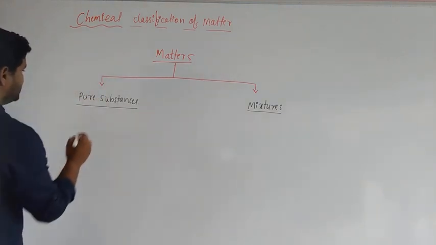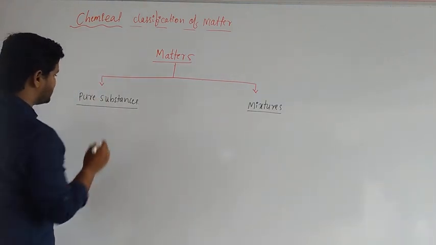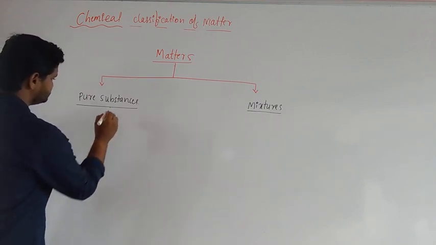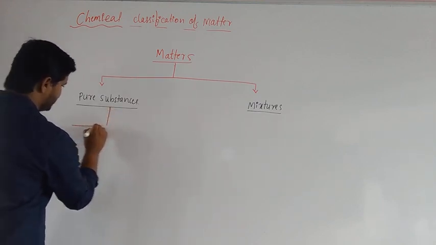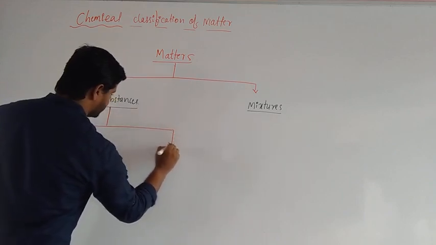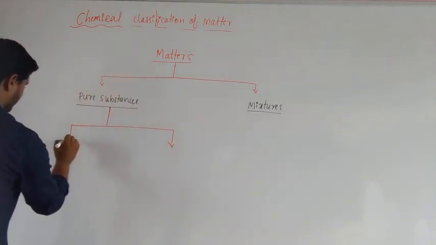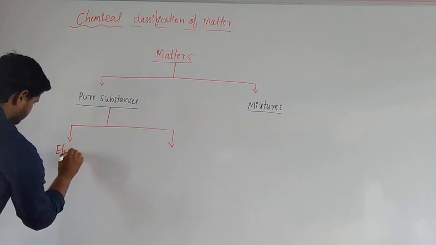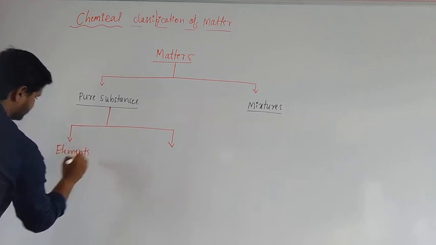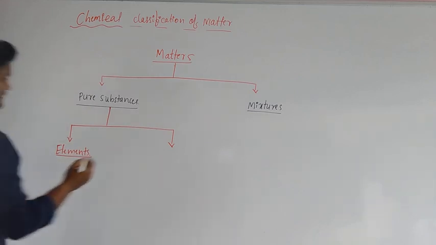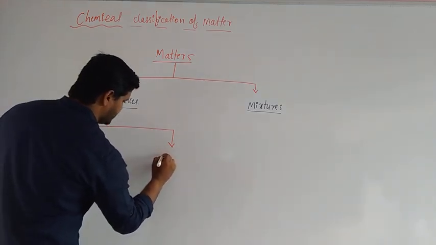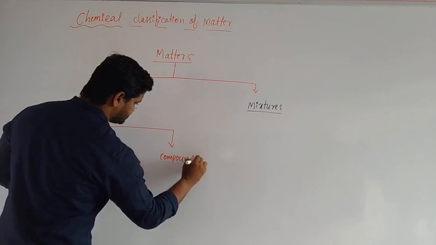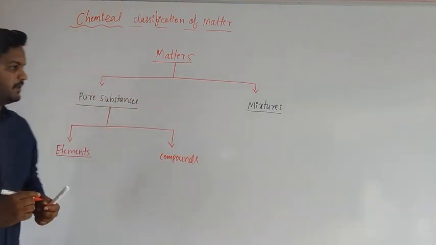Now students, pure substances are again classified into two types mainly. They are, first one, elements, and next, second one is compounds.